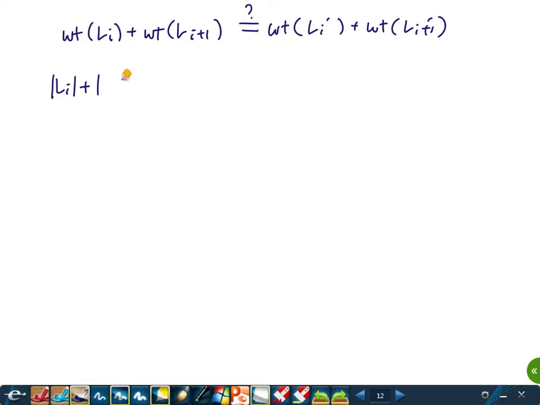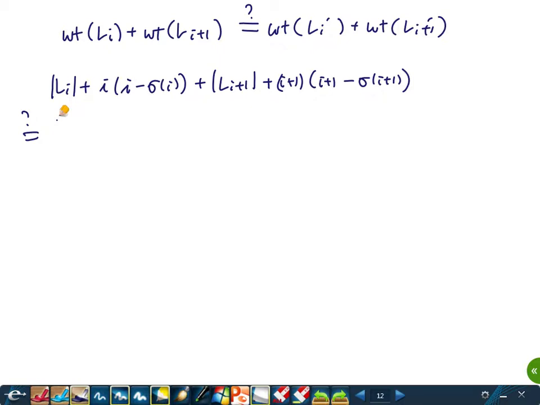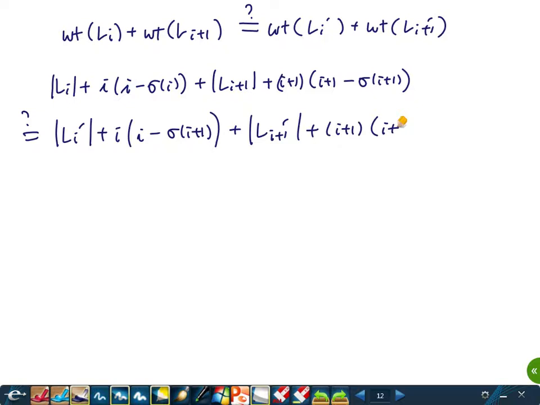But this one, Li, so i minus sigma i, right? Because the starting point is i, ending point is sigma i. What is this? Li plus 1, i plus 1, sigma i plus 1. The left hand side. The right hand side, is this equal to this? Li prime. Now, in this path, Vi goes to W sigma i plus 1 because we switch it, the ending point. Sigma i plus 1. Plus Li plus 1 prime, this, because now Vi plus 1 goes to W sigma i.